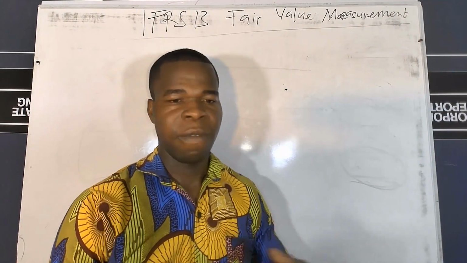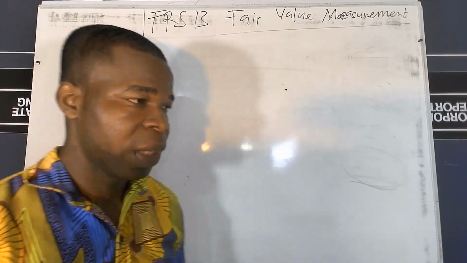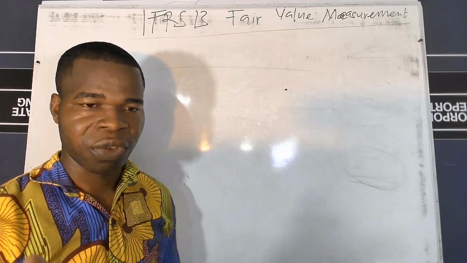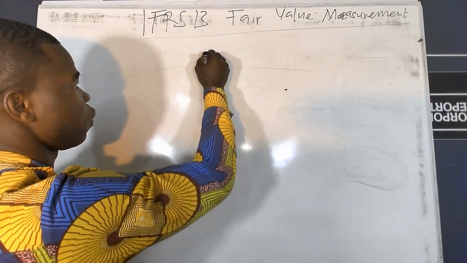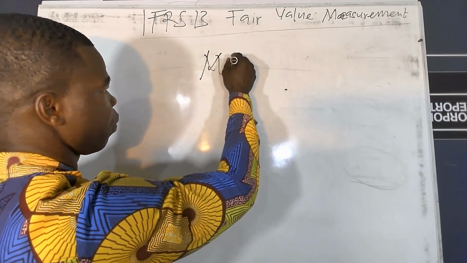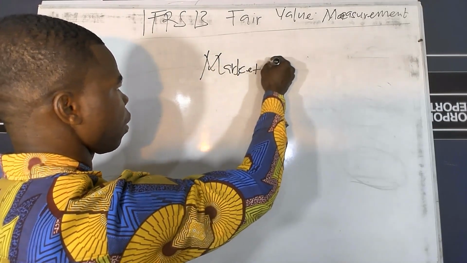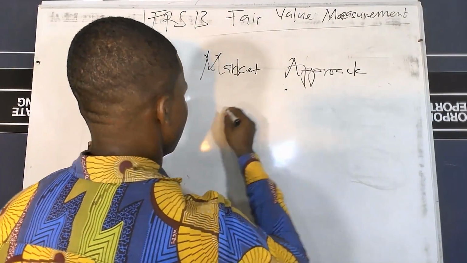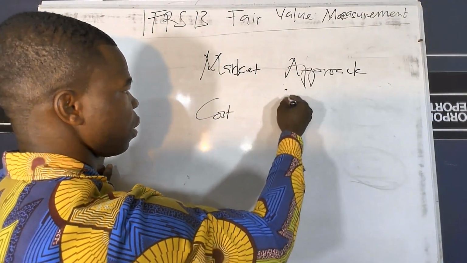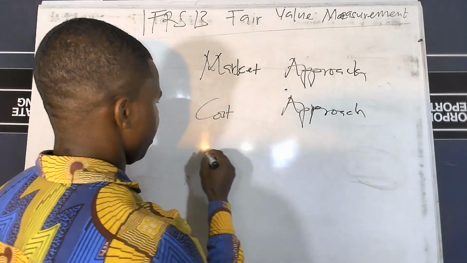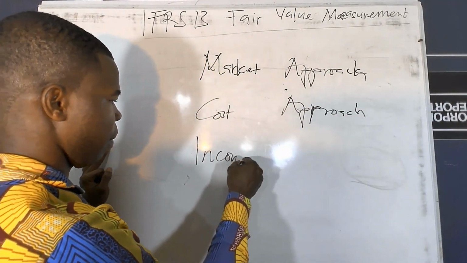We want to look at the valuation techniques prescribed by the standard to be used to fair value an asset in a case where we don't have observable market transactions. So the valuation techniques are categorized into three. We have what we call the market approach, we have what we call the cost approach, and then we have what we call the income approach.